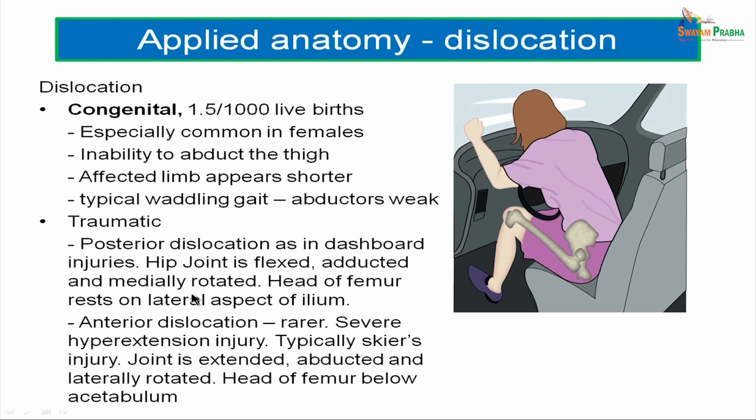When there is a posterior dislocation, the hip joint is flexed, adducted, and medially rotated. The head of the femur lies on the lateral aspect of the femur. In an anterior dislocation, the position is just the opposite. The joint is extended, abducted, and laterally rotated, and the head of the femur lies below the acetabulum.